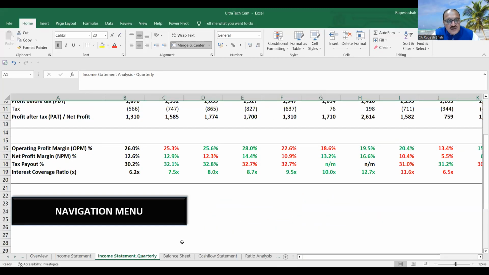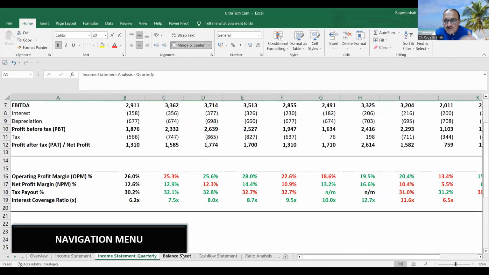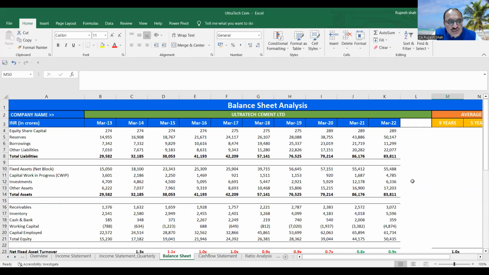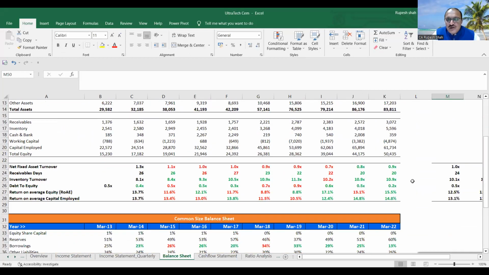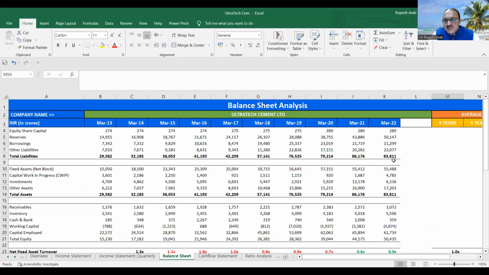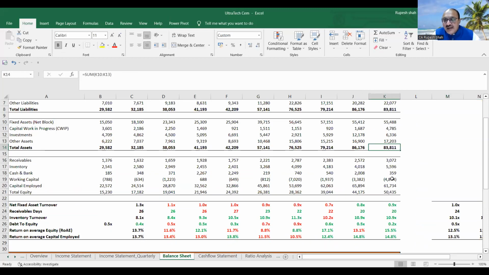Let's keep the quarterly because right now our idea is to understand the analysis, not the company as such in detail. Let us look at the balance sheet, right? Now, whenever you look at the balance sheet, first, just see what is the size of the company. 83,000 crore size of the company.